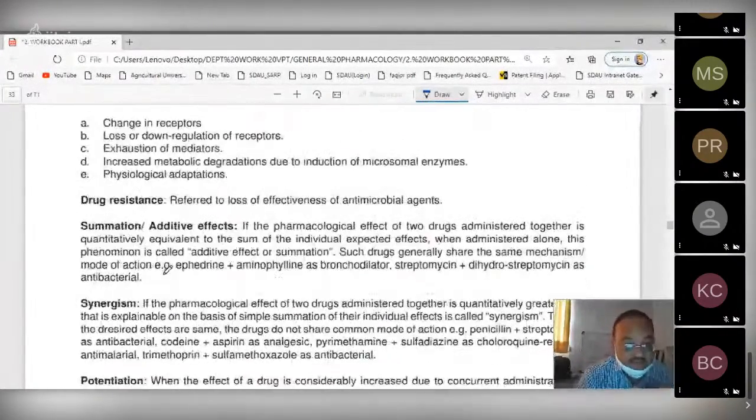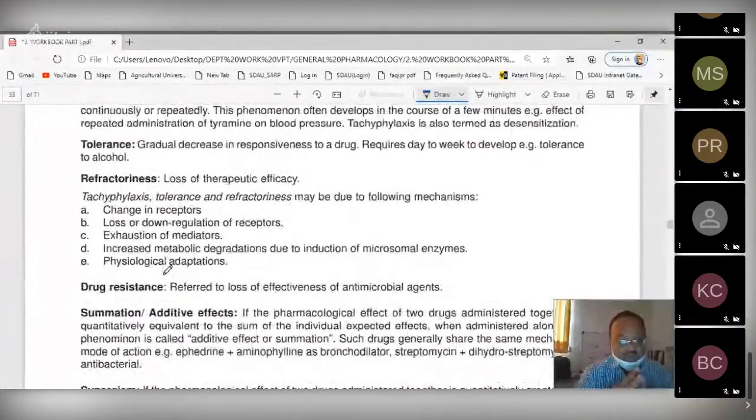Now, what are the reasons for which tachyphylaxis, tolerance, or refractoriness may develop? First thing is the change in the receptors, then loss or down regulation of the receptors, then exhaustion of the mediator, or the depleted source of the mediators, then increased metabolic degradation due to induction of microsomal enzymes, and physiological adaptation. These are the possible reasons for tachyphylaxis, tolerance, and refractoriness.